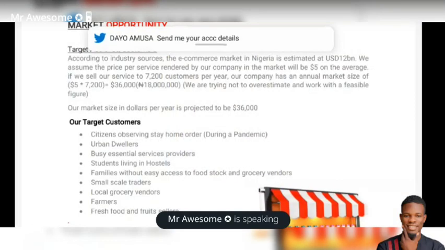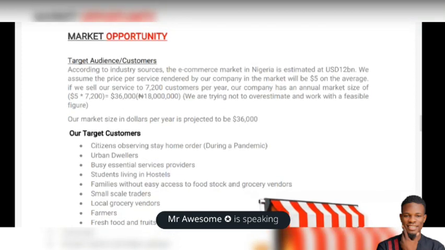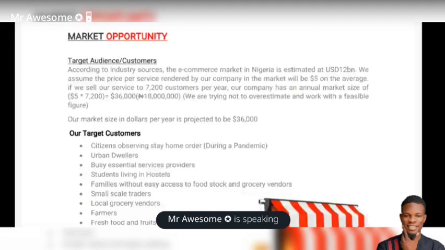Okay. Now you see, we've come up with our market size, which is 18 million naira out of the $12 billion market. So our market size in dollars per year is projected to be $36,000.